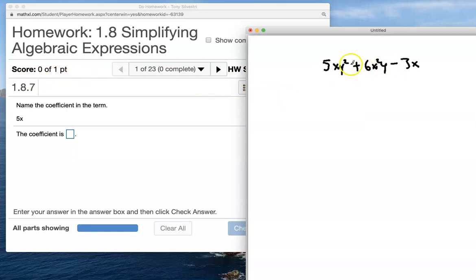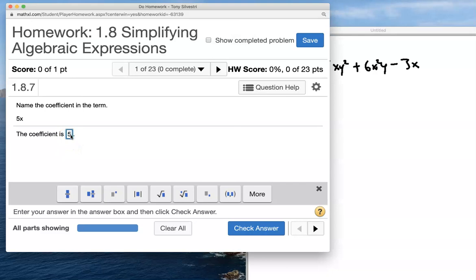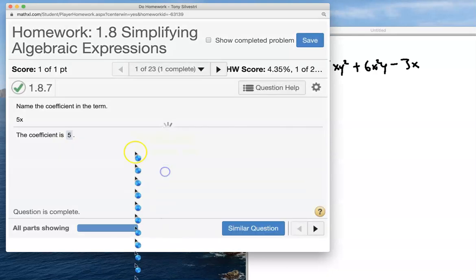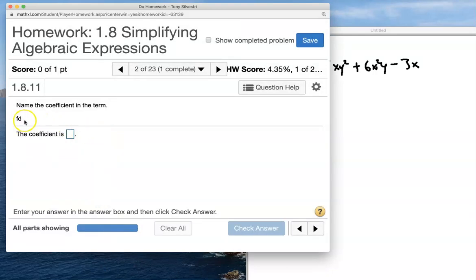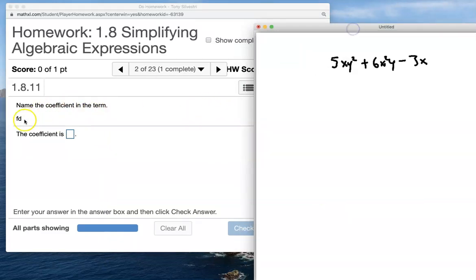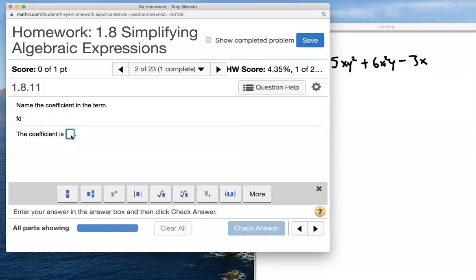And so if you just locate an individual term, the number that's in front of the term is called the coefficient. And these are the variables associated with the coefficient. So what's the coefficient of that term? The number 5. There you go. Great job. What's the coefficient of this term? Well, this term has variables f and d. The number in front is implied to be 1. The number in front of that is the number 1.